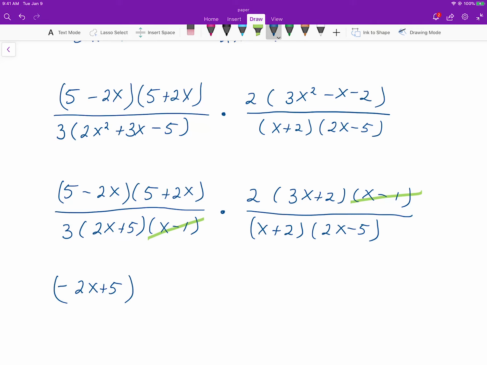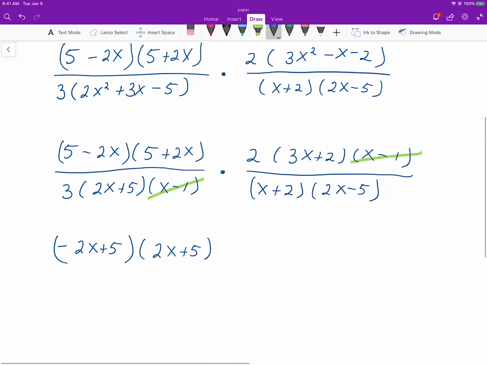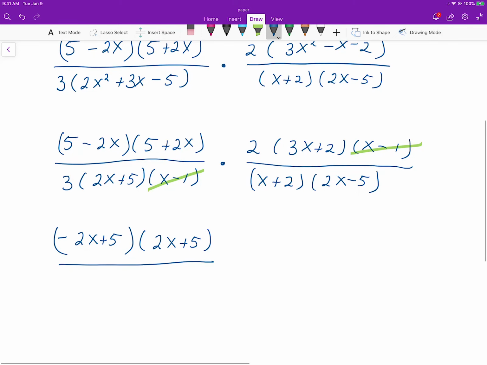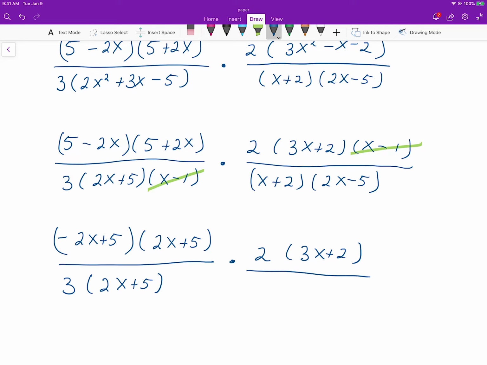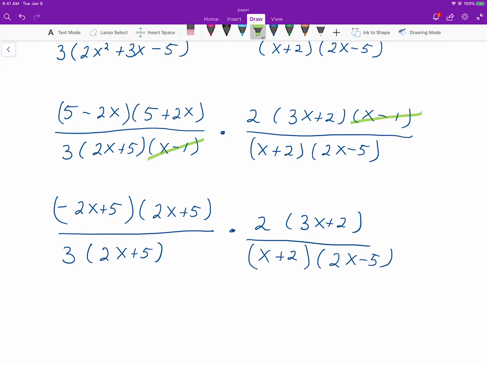And I want to be really careful with my signs. And then 2x plus 5 here. All I'm doing is switching my order. And then 3, 2, x plus 5. And now I'm copying everything else down that I haven't already canceled out. 2, and here I'm going to have 3x plus 2. And now x plus 2. And now 2x minus 5. Okay. I have 2x plus 5 in my numerator, 2x plus 5 in the denominator.